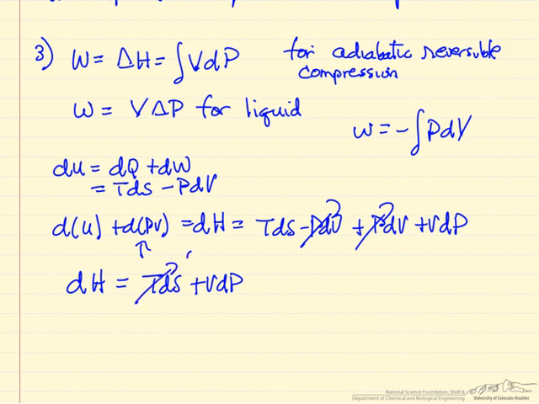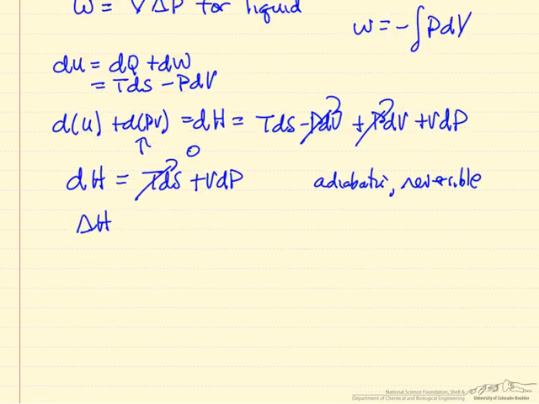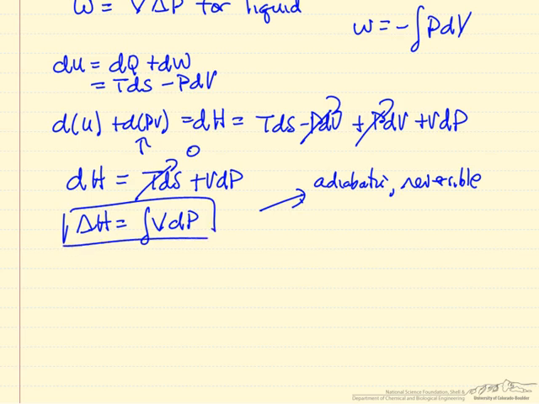And adiabatic reversible makes this zero, since we say adiabatic and reversible. And then delta H is the integral of V dP. But remember, this is constrained to an adiabatic reversible process.